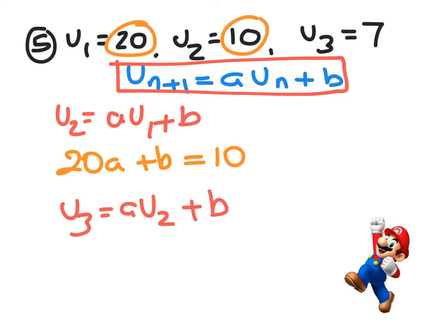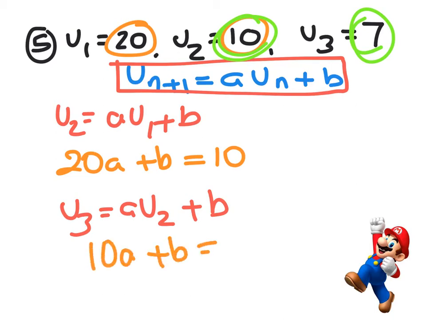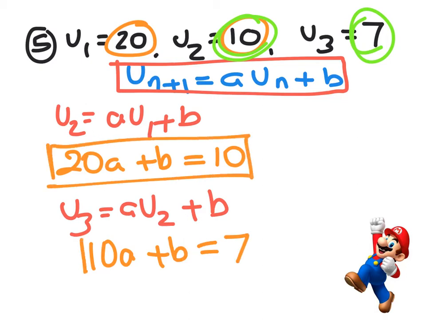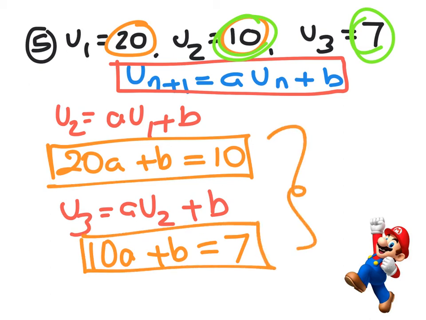So we're going to put 10 in for u2, and we're going to put 7 in for u3. That's going to give us an expression which says 10a plus b is equal to 7. Then I'm going to take this formula and do simultaneous equations with them. Once you've done that, part B is easy because we know the formula for the limit is b over 1 minus a. So whatever you get your a and b to be, plug them into this formula.